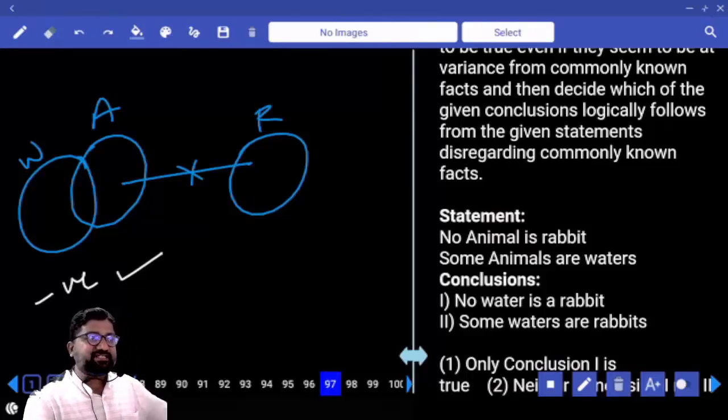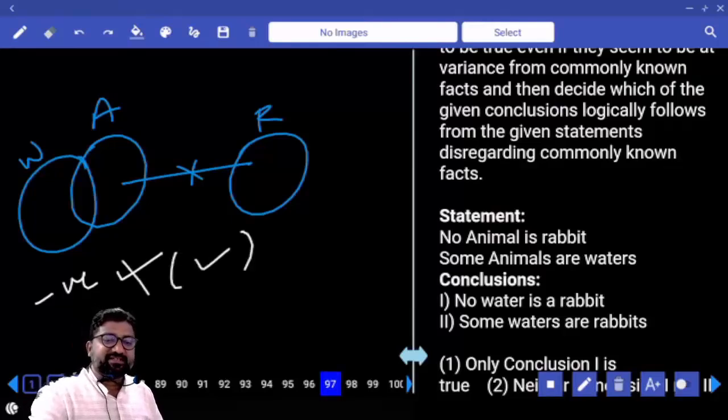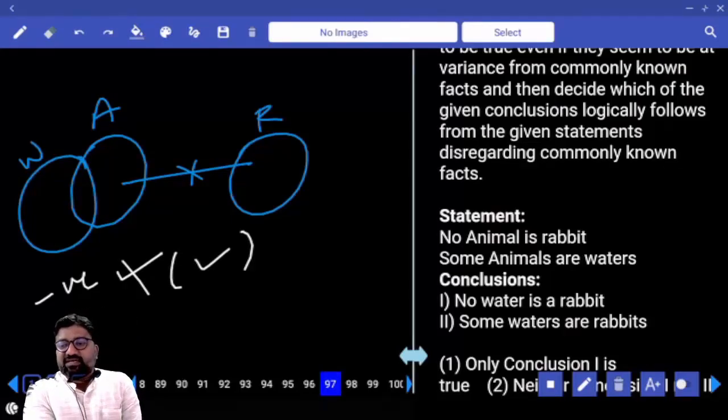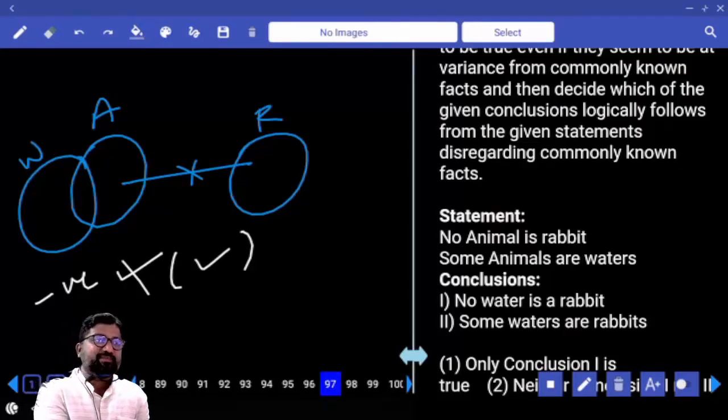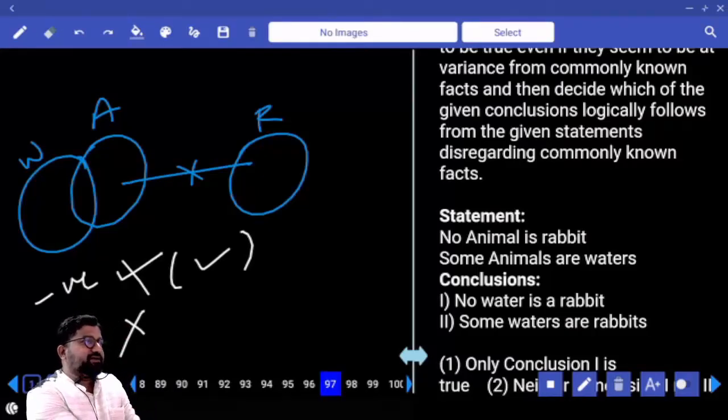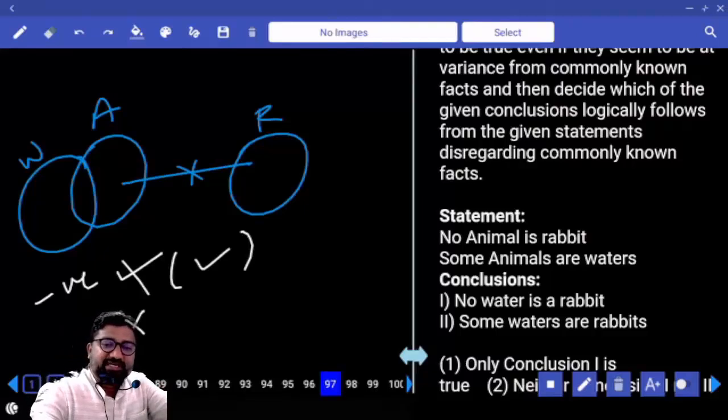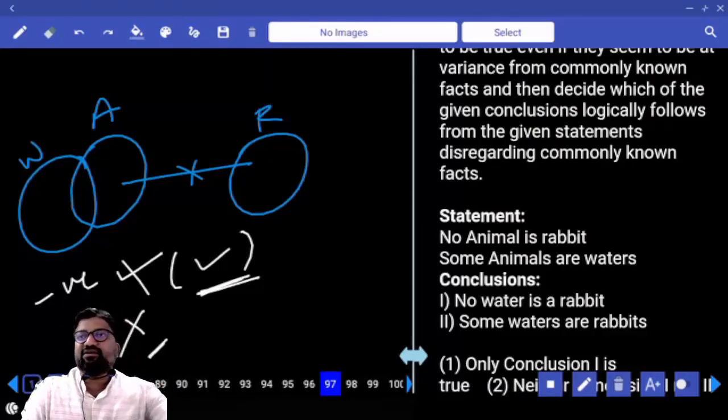Can water go and touch rabbit? Yes or no? When this is right, this is wrong. Next conclusion. Some waters are rabbit. Right or wrong? Wrong. But same some waters are rabbit is right in complementary, wrong in conclusions. So what is your answer? Either one or two.